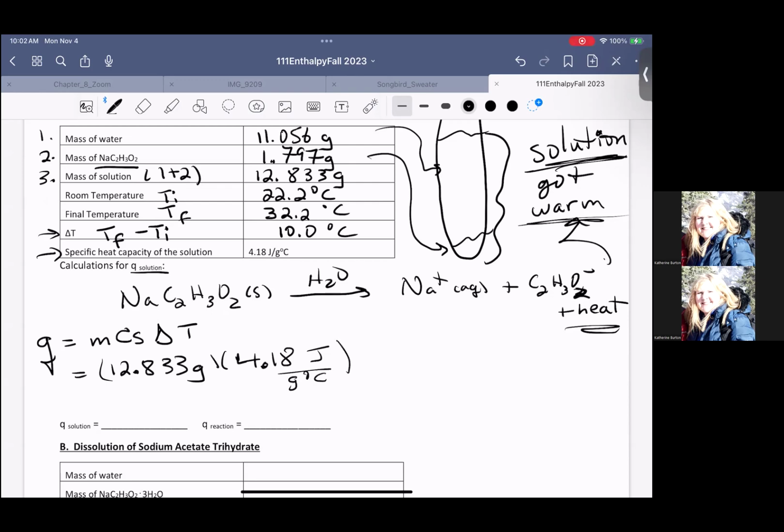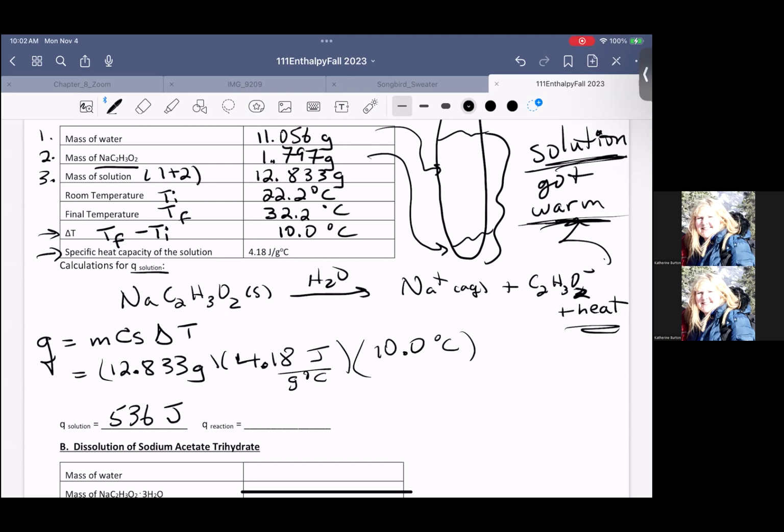That's going to be given. It depends on what substance you're using. Multiply the change in temperature, 10.0 degrees Celsius. When I multiply all of this through, I'm going to get a value here of 536 joules. Now, that is what was gained by this water sodium acetate mixture, our solution.